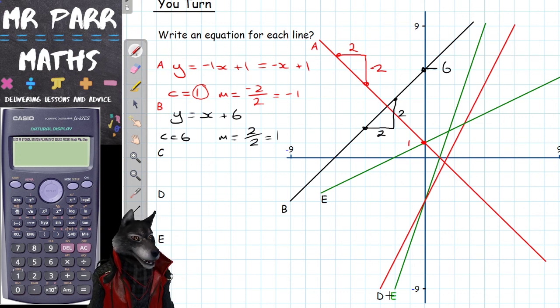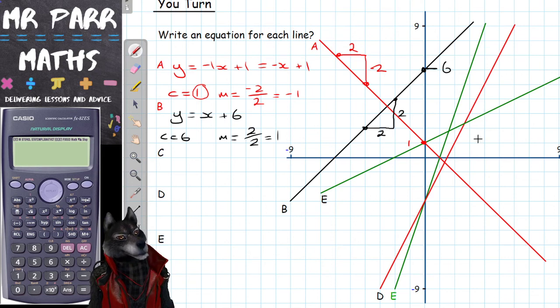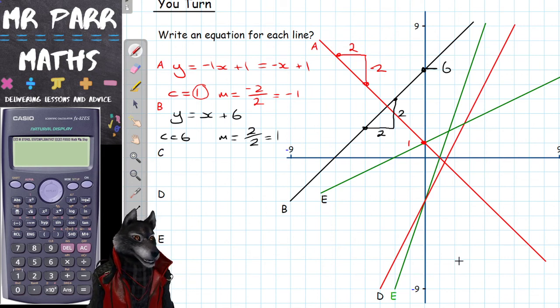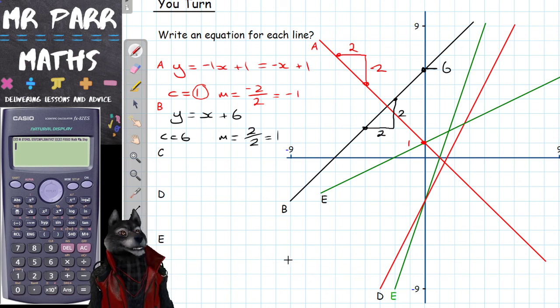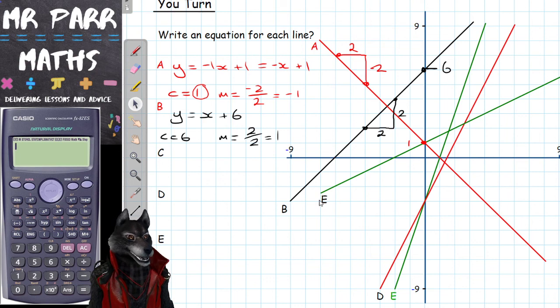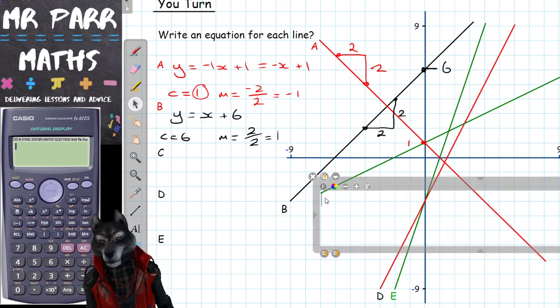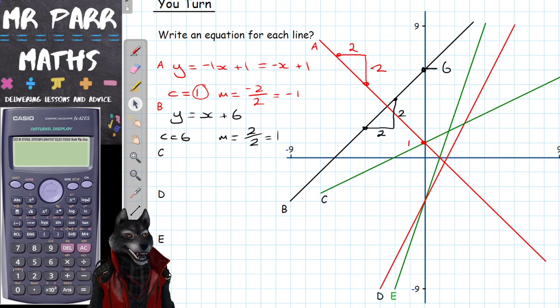Okay, C. Where is C? Where's that hiding? Oh, did I miss C out? Alright, let's not do C. So we're A, B. I did 2 E's. Right. So let's change this one here and call this one C.